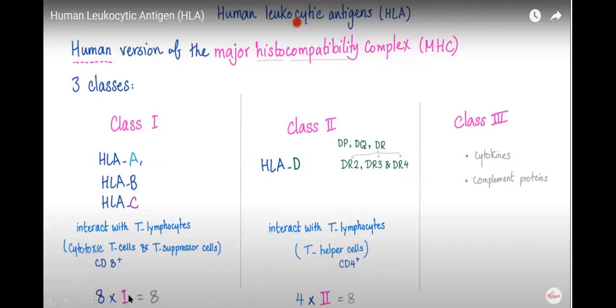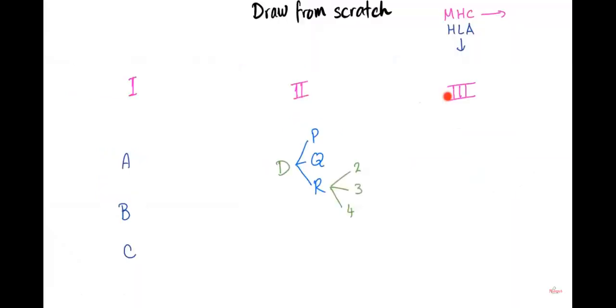The 8 is CD8, and the 1 is class 1. So class 1 MHC is associated with CD8 positive, that means T cytotoxic cells. Then for class 2, 4 twos are 8: the 4 is CD4 positive, the T helper cells, and they associate with class 2. You can remember this beautifully as a mnemonic, because you are dealing with multiple nomenclatures and types. 8 ones are 8, 4 twos are 8. 1 is associated with CD8 and class 1, 2 is associated with class 2, and 4 is CD4, which gives the 8.